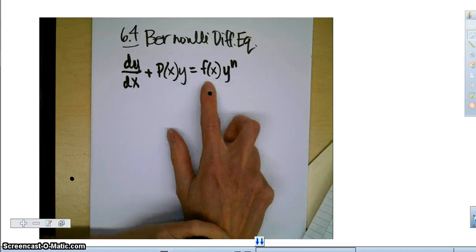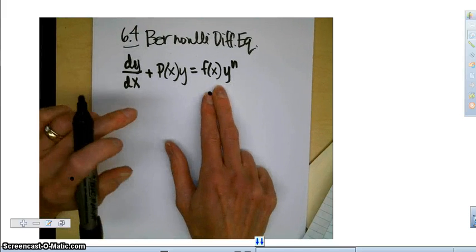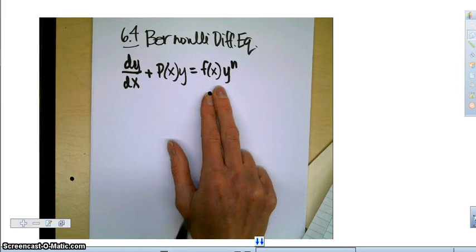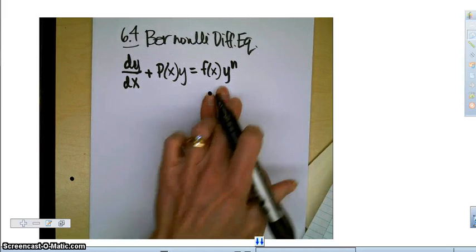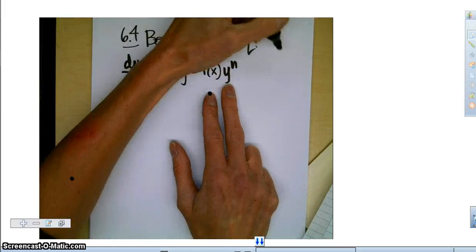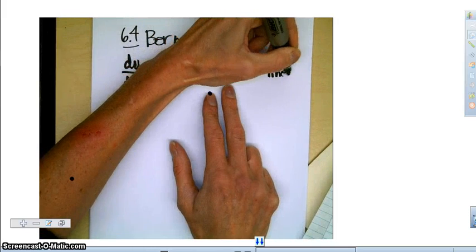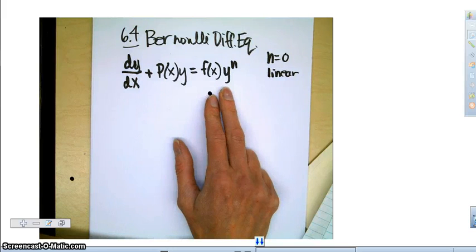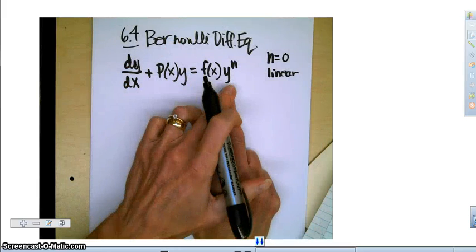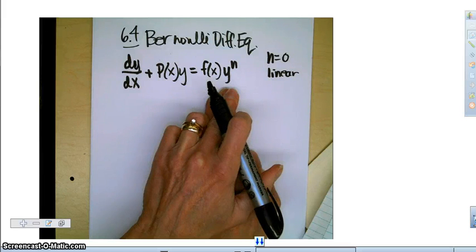You can't just get some function. In a linear differential equation, this whole side was called q of x, and it was just a function of x. But in a Bernoulli differential equation, you're going to end up with y to some power over here. Okay, so if n is 0, then it's a linear differential equation, obviously, because what's y to the 0 power? 1, so there's no y over here.